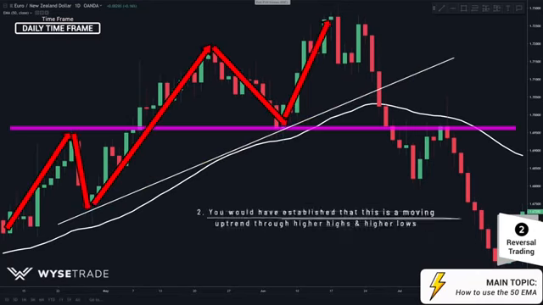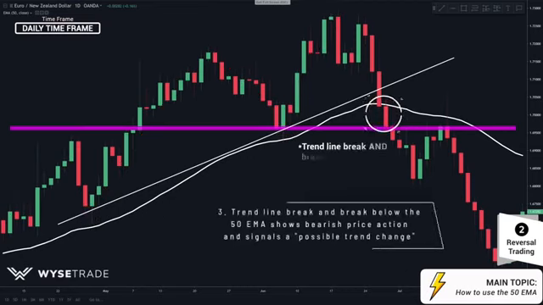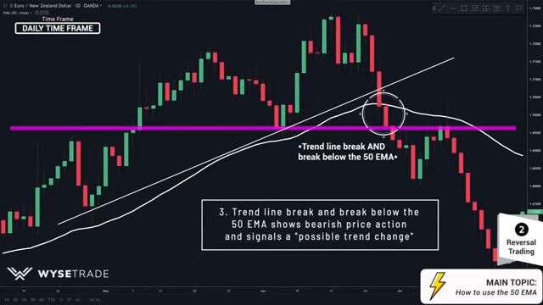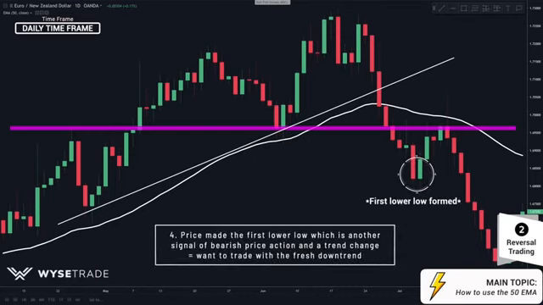So here on the daily time frame, you first had your trend line drawn right here. You had your clear moving uptrend through higher highs and higher lows, before you had your trend line break and a break through the 50 EMA, which was your first signal of a possible trend change. Price then made a lower low, which was another signal of a trend change.